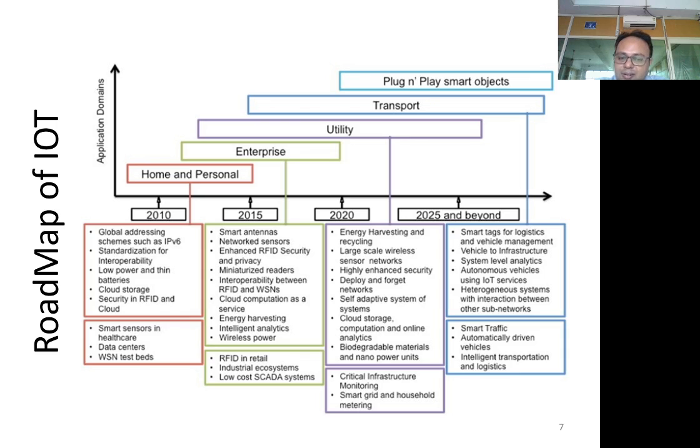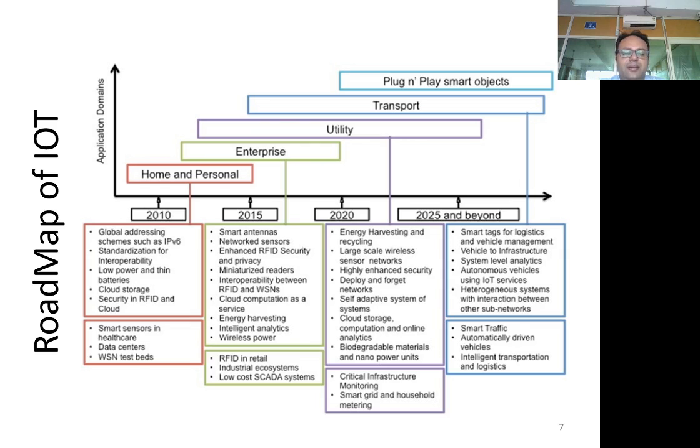Large scale wireless sensor networks were developed. Highly enhanced security was also adopted with IoT. Cloud storage was also enhanced for online analytics. There are many different tools available for implementing analytics within cloud systems. And many different applications in different sectors were adopted for different purposes. Again, you can see that there is a broad future, a vast and very bright future ahead.